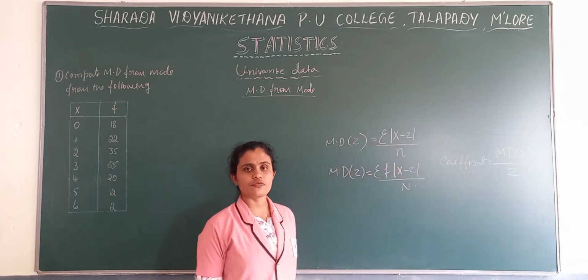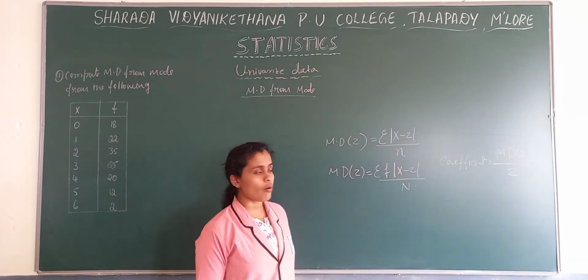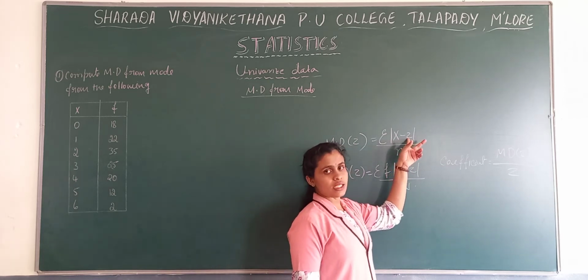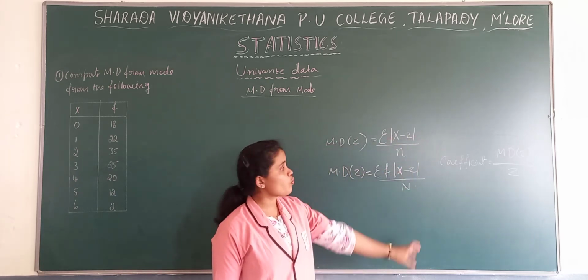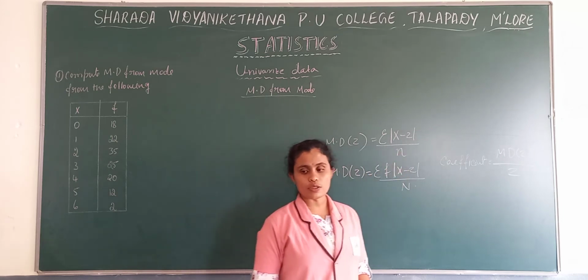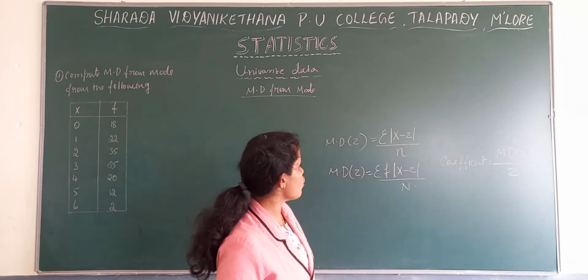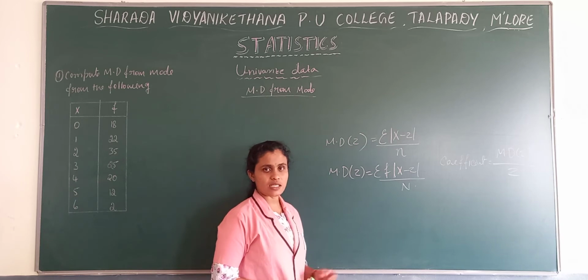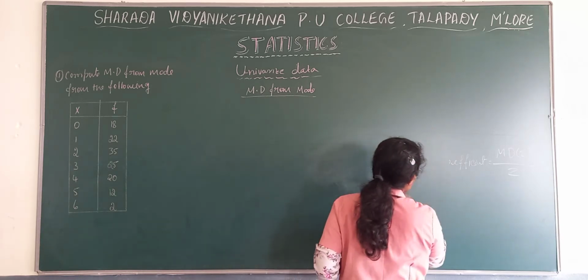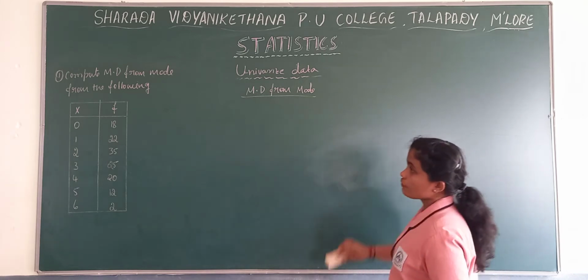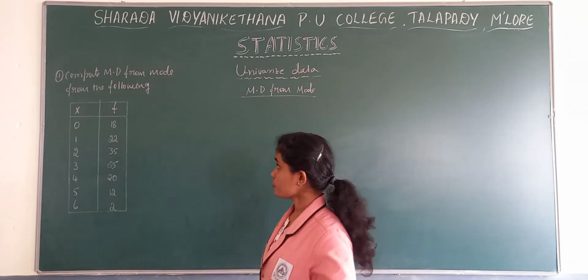Similar to the mean deviation from mean and median formulas, there in case of mean it was x bar and in case of median it was m. Here in case of mode it is z. So here also first we need to find the mode, then apply these mean deviation formulas. So now we move towards the problems. We have one problem there.